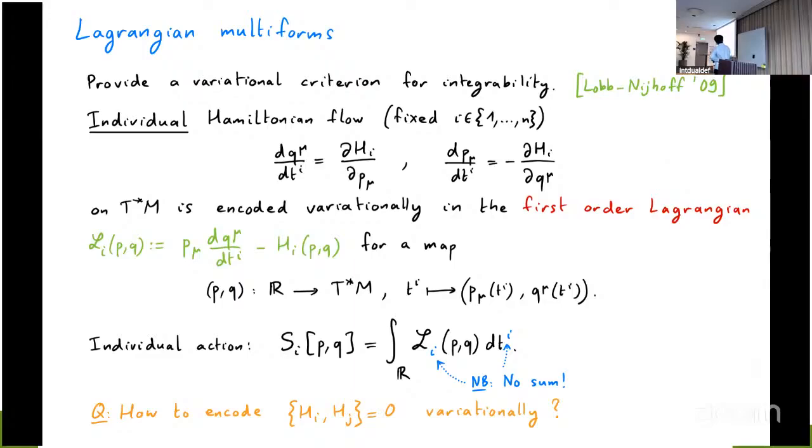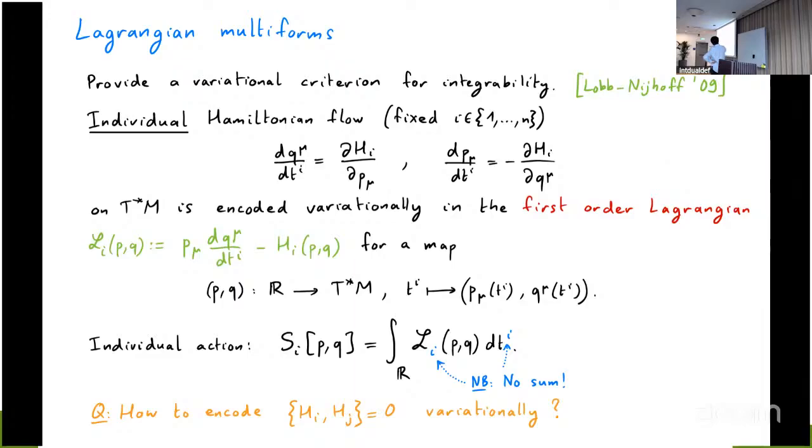So to motivate it, let me start with just an individual time flow for time t_i. On the phase space, this is given by these Hamiltonian equations. And we know that we can encode these equations for a given time t_i in terms of this Lagrangian, the first order Lagrangian. It's a Lagrangian for a curve, so a map from R to the cotangent bundle, a one parameter family of points on this cotangent bundle. And the action, which is the integral of this Lagrangian with respect to that particular time t_i, if you vary it, you get back the Hamiltonian equations.